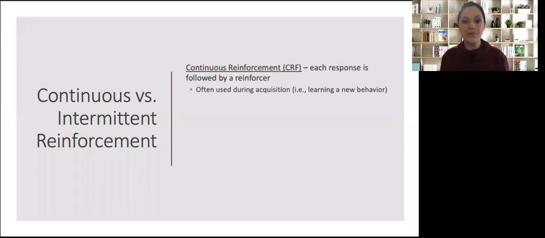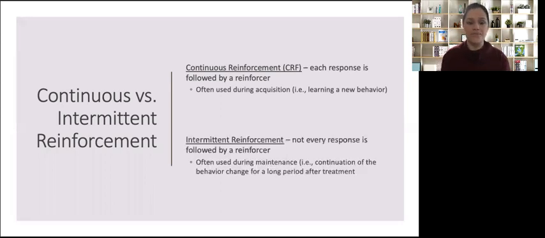Now, as I mentioned before in the lecture on reinforcement, there are continuous and intermittent reinforcement. I talked about this in the partial reinforcement effect, right? And how fast behavior extinguishes. But recall that continuous reinforcement is when the behavior is always followed by a reinforcer each and every time. Okay, we often use this when an organism is learning a new behavior. So we reinforce the behavior every single time.